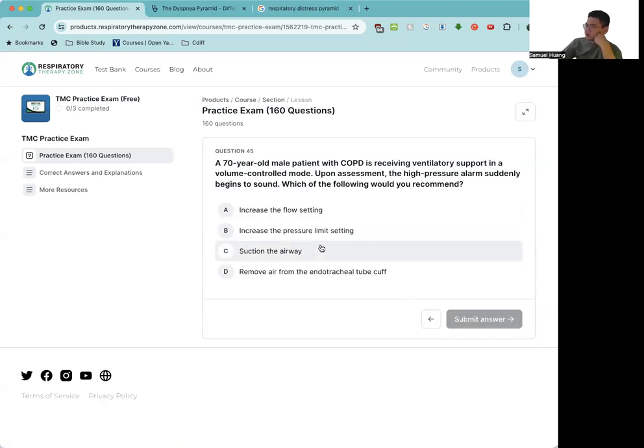70-year-old male with COPD receiving ventilatory support in a volume control mode. High pressure alarm suddenly begins to sound. What do you do? High pressure alarm, volume control mode. You assess pressures.